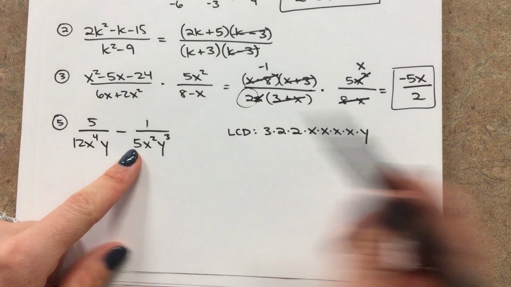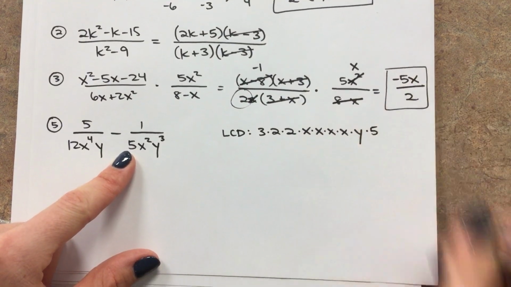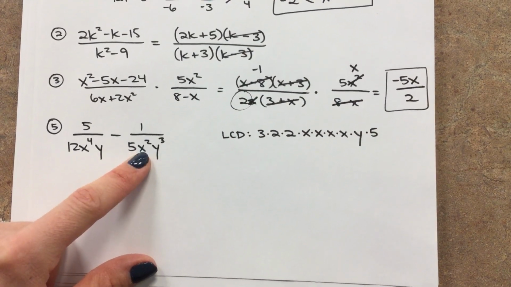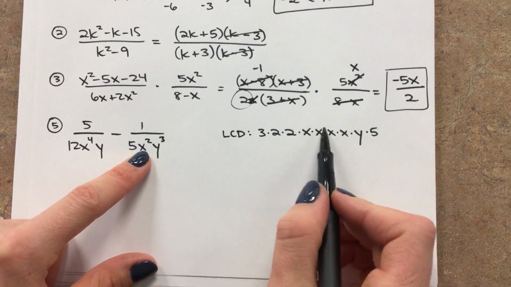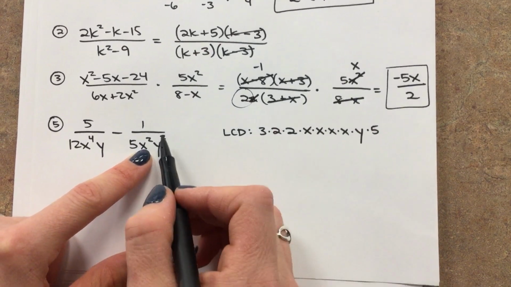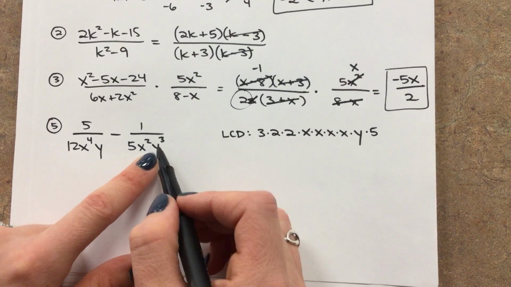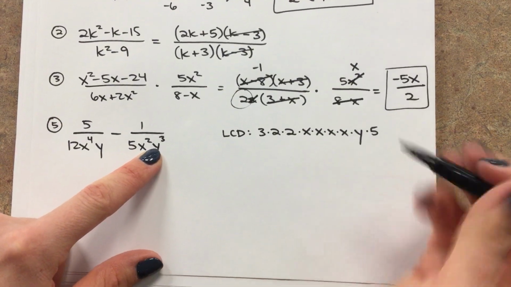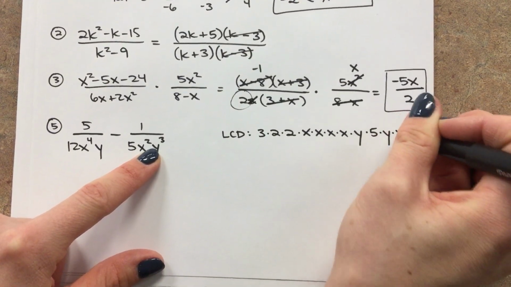So like it needs to have a 5. It doesn't yet, so I put a 5 in right here. It needs to have 2 copies of x, which you're good because we have 4. So like these 2 copies get included. And then we need a y to the 3rd. So since we only have 1 y, we need to add in 2 more copies of y.